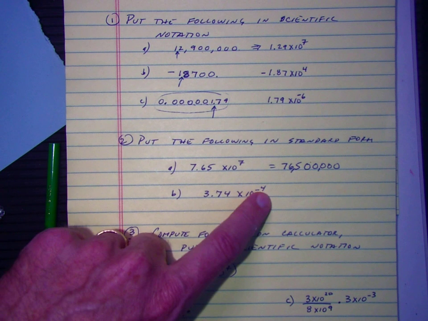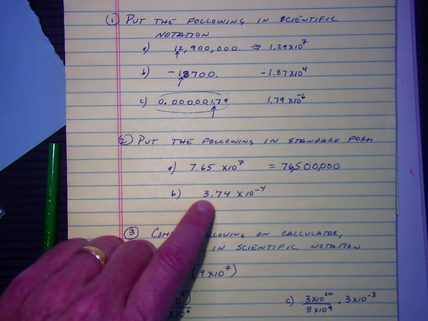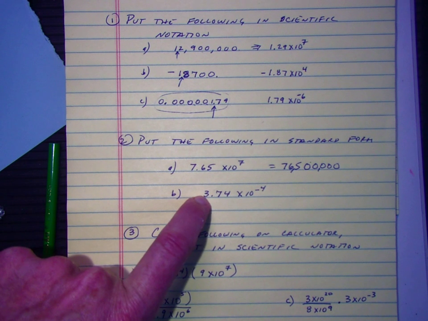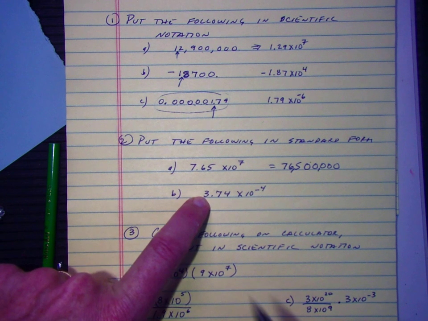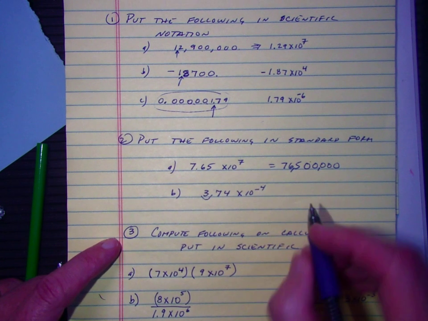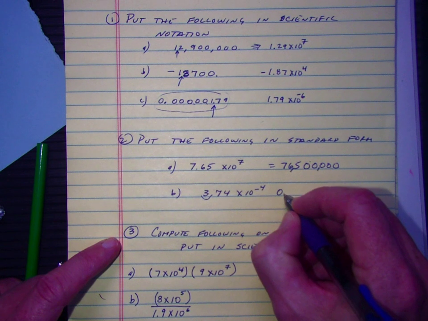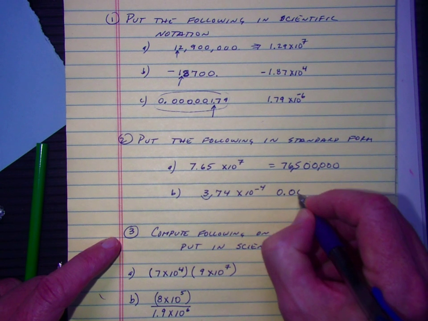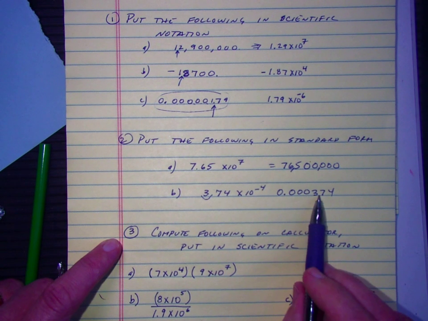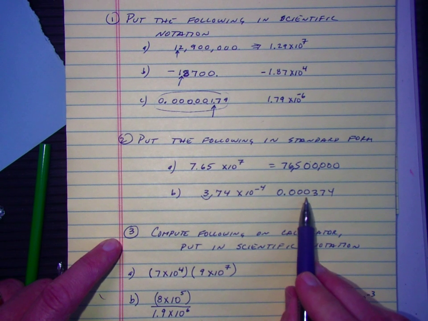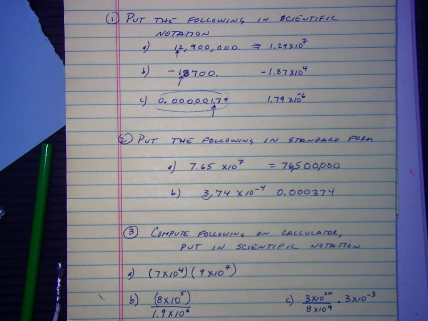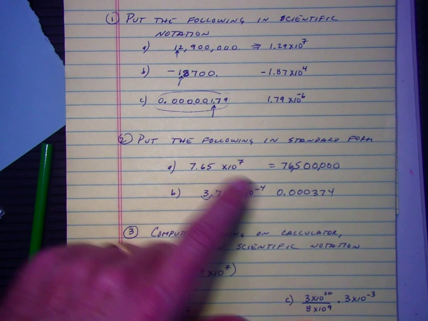All right, part B for standard form. Since the negative exponent means I'm going to make this smaller, I'm moving it to the left. Once I move it here, I've moved it 1 spot, so I need to move it 3 more spots. That means I'm going to have 3 zeros in front of it. I'm going to put a 0 there just to hold the spot, and then 3 zeros in front of it, 3, 7, 4. Now, if you want to check it, it was here, and I moved it 1, 2, 3, 4. All right, so that was putting it from scientific to standard.